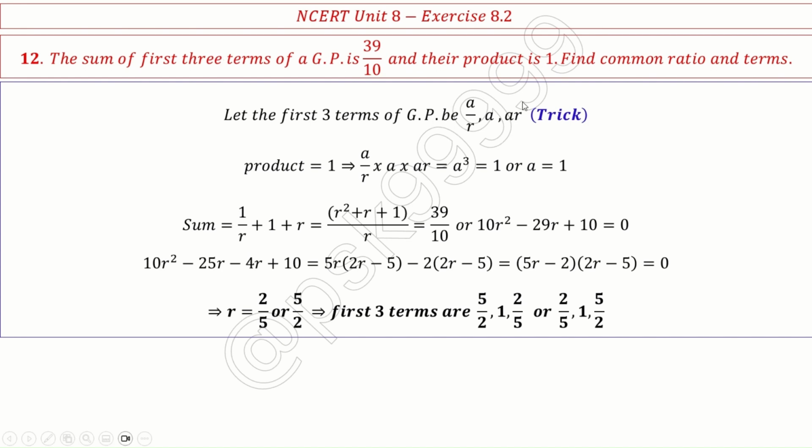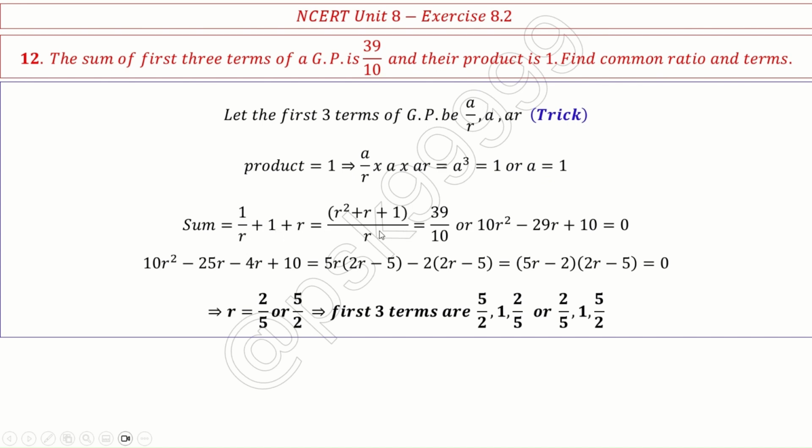So in all such problems, please use something like this. You can also get the answer if you take A, AR and AR square; there is nothing wrong. But this is a better one. If five terms or seven terms are given, then the addition or multiplication goes very complex. So this is how we should do it when it is three terms or five terms and the product is given. So product equal to 1 means A cube equal to 1, or A is 1. Now the sum is 1/R plus 1 plus R.